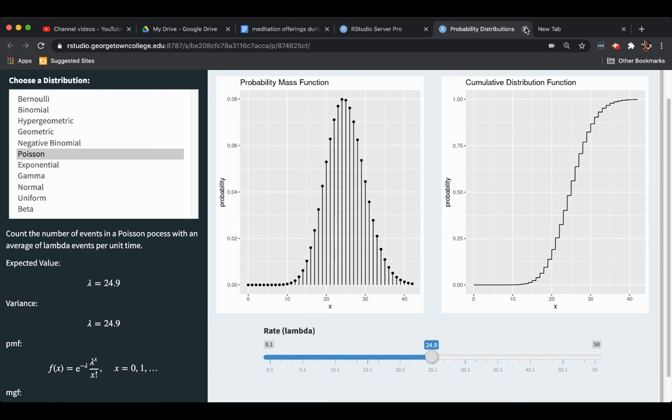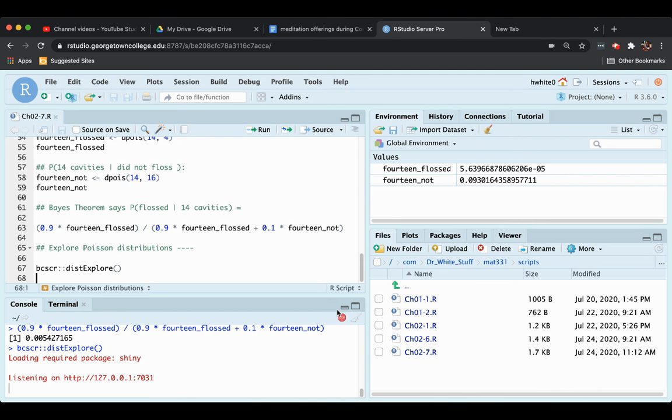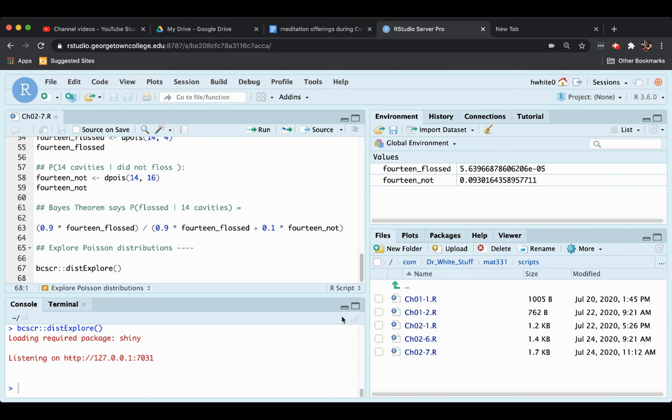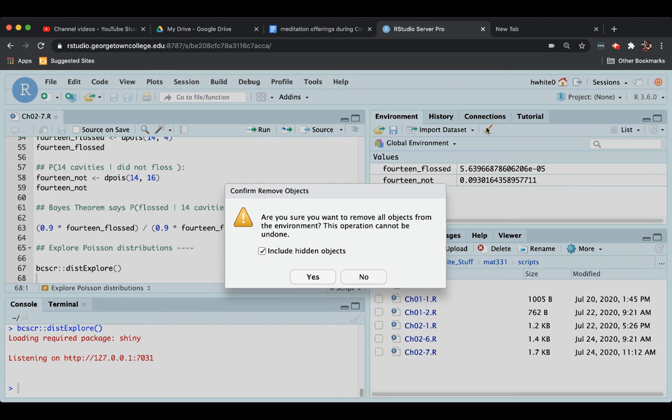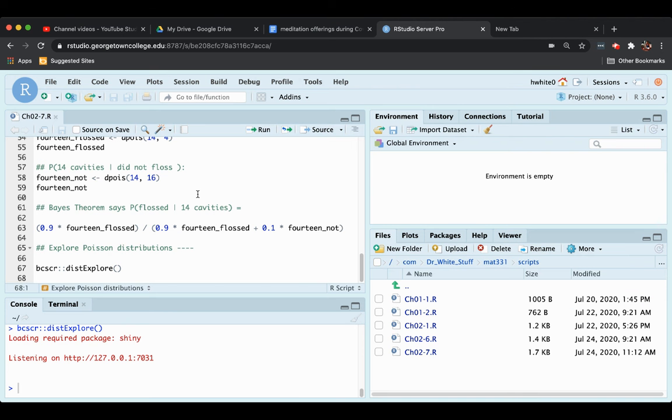Anyway, let's close the app. And so we have to push the little stop sign at our console to really get it to stop listening at that port and listen to future commands from us. And I'm going to go ahead and clean out my global environment.